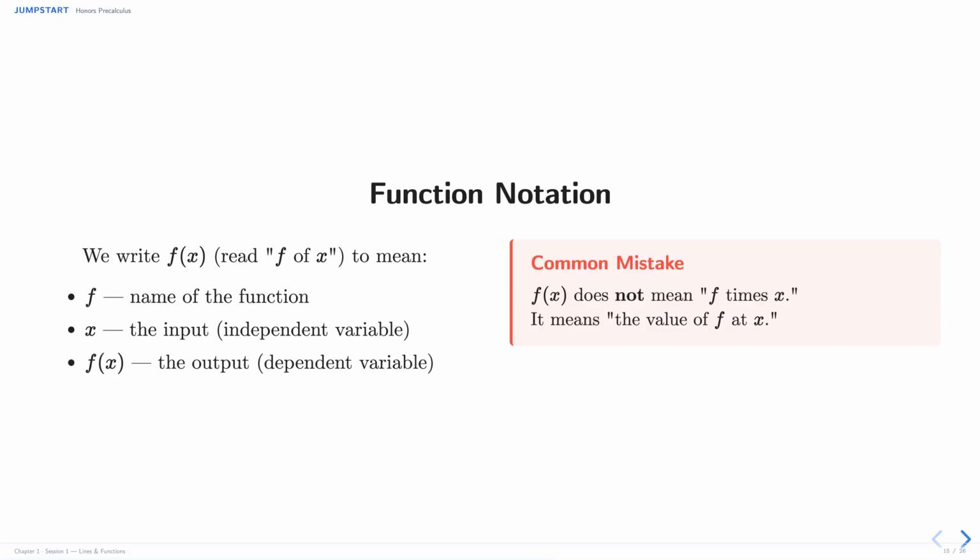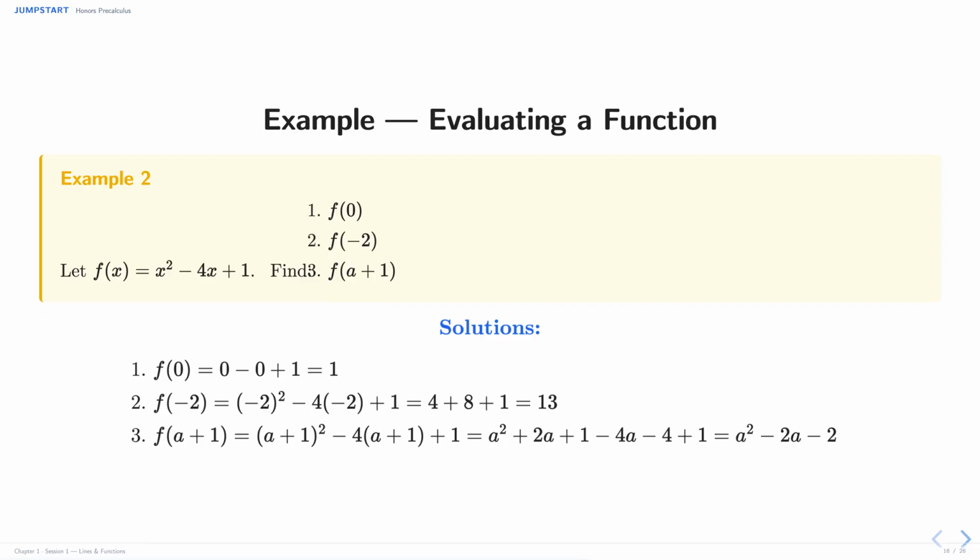In function notation, we write f of x to represent the output of the function f for a given input x. It's important to note that f of x does not mean f times x, it means the value of the function at that input. We can also express this as y equals f of x, meaning y and f of x can be used interchangeably. Let's evaluate a function with an example.